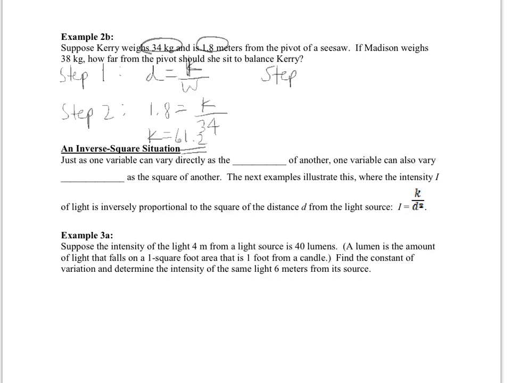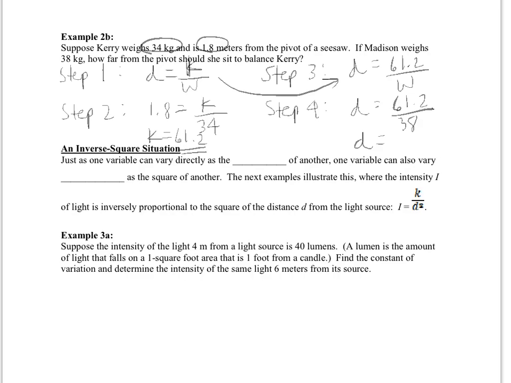In step 3, D equals 61.2 over W. We're going to plug in that K value into that equation from step 1. And then in step 4, we're going to solve for D because we want to know how far she needs to be away from the pivot. We're talking about Madison now, and she weighs 38 kilograms. So D equals 61.2 divided by 38, which is 1.61 meters.